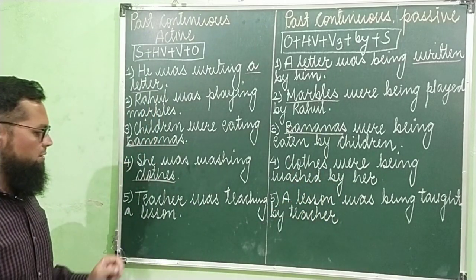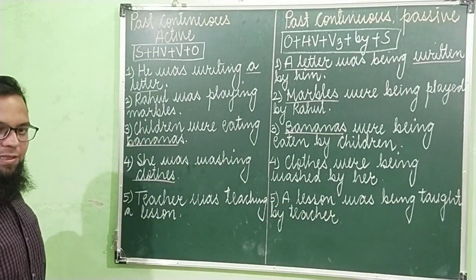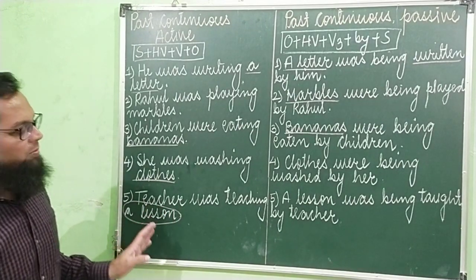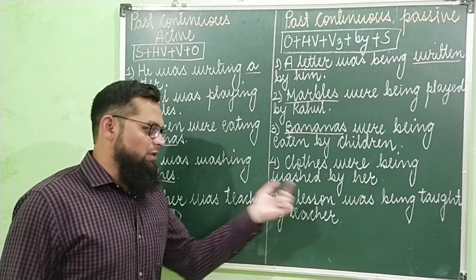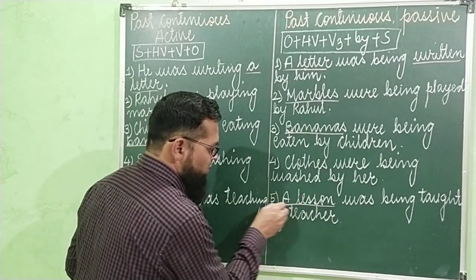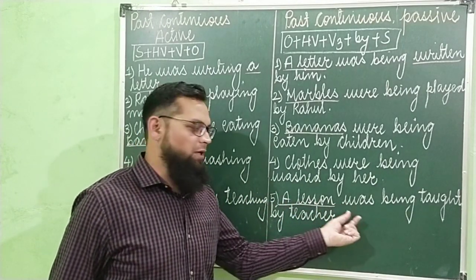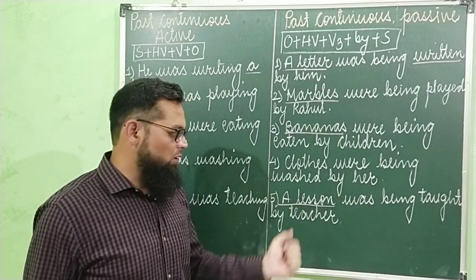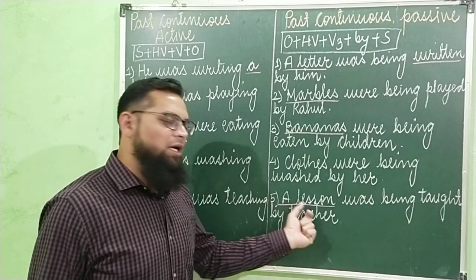And the last sentence, teacher was teaching a lesson. What is the object here? A lesson. Passive में पहले हमको object लिखना पड़ेगा. A lesson. Now a lesson is singular. So with singular what do we use? Was being. A lesson was being taught. What is the third form of teaching? Taught. A lesson was being taught by teacher.